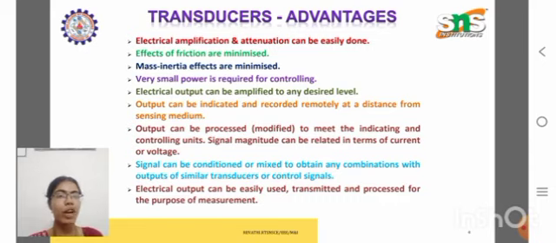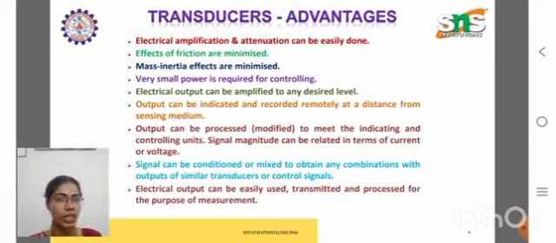Some of the advantages of transducers are: electrical amplification and attenuation can be easily done using transistors. Effects of friction are minimized. Mass inertia effects are minimized. Very small power is required for controlling. Electrical output can be amplified to any desired level. Output can be indicated and recorded remotely at a distance from the sensing medium.